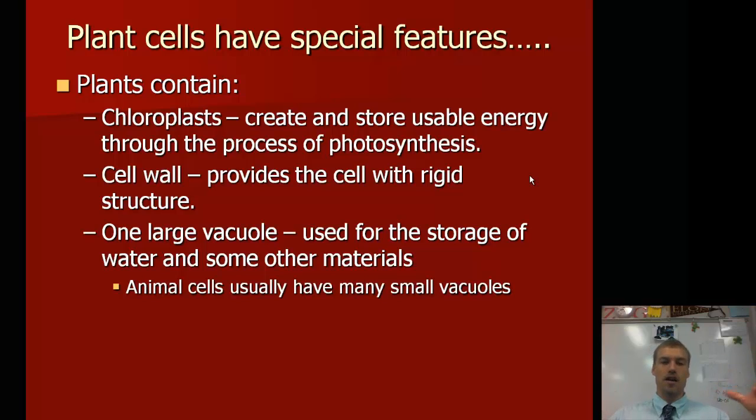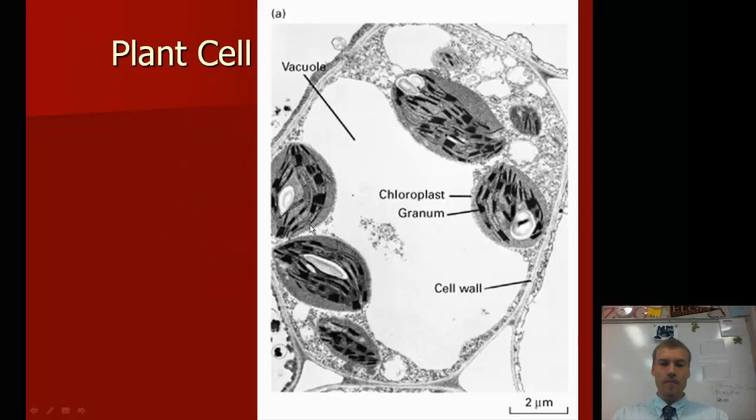That's why plants wilt when they aren't watered. It's because there's not enough water inside to keep the pressure on the cell walls, and so it kind of collapses in on itself. Animal cells do have vacuoles. They're just generally small.